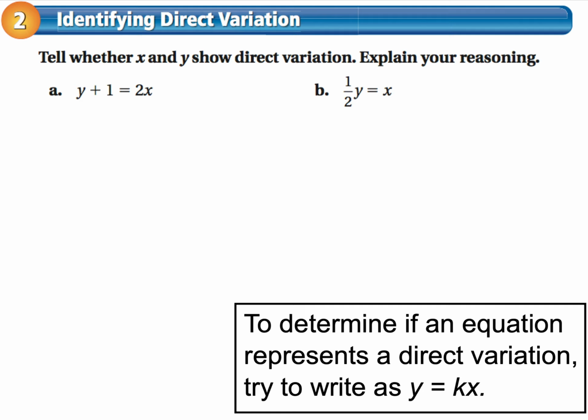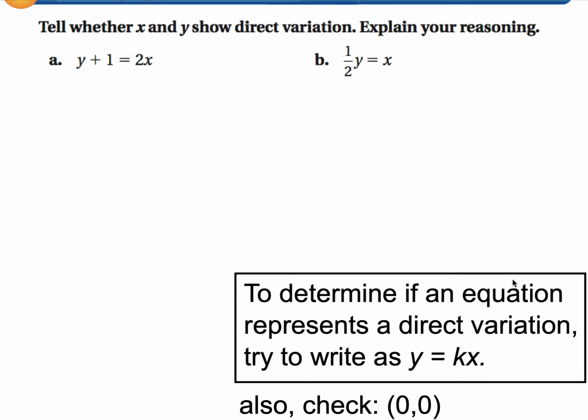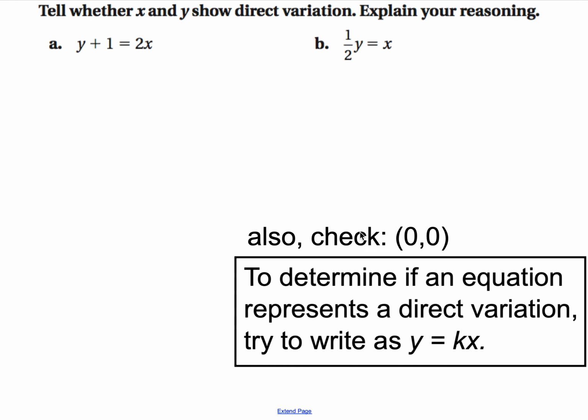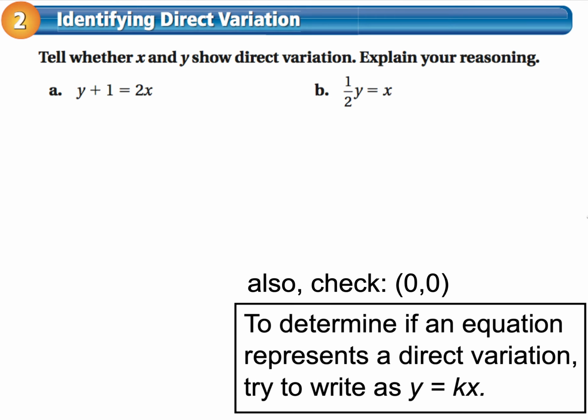Okay, tell whether x and y show direct variation, explain your reasoning. To determine if an equation represents a direct variation, we just need to be able to write it in the form y equals kx. And another little caveat to that, we can also check to make sure it goes through 0, 0. Because if it doesn't go through 0, 0, it's definitely not a proportional relationship. First, let's talk about trying to put it in this form. Y plus 1 equals 2x. I can go ahead and subtract 1. I get y equals 2x minus 1.